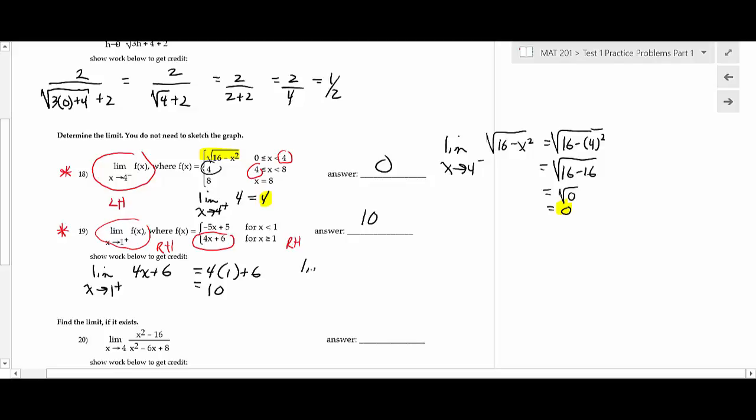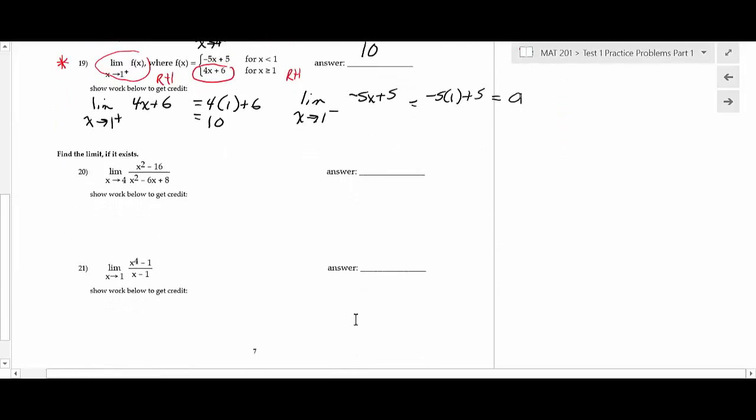If you did the left-hand limit on this problem, x approaches 1 from the left side, then you would have to go to this function and plug in like that. So that would be negative 5 times 1 plus 5, which would be equal to 0. So you want to be careful. That's basically testing that you understand how piecewise functions work, which piece you do the left-hand limit of and which piece you do the right-hand limit on.